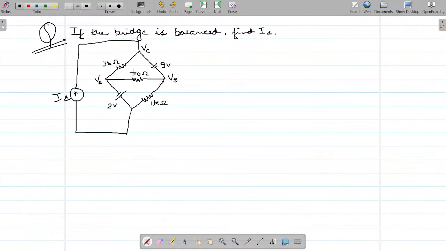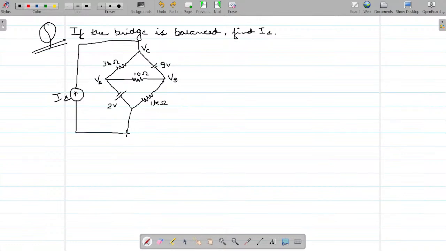The second thing that you know is if the bridge is balanced, there will be no current flowing between A and B. Why is it that no current flows between A and B? Because A and B are at the same potential, right? That we can use, right?